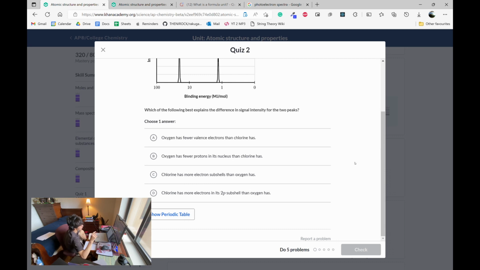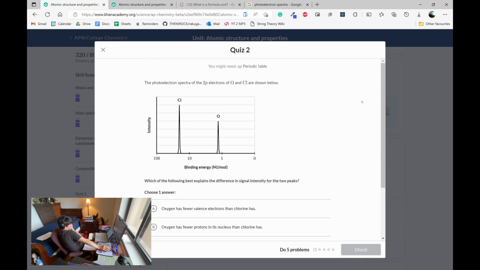So oxygen is 8, chlorine is 17. Chlorine has more electrons in its 2p subshell than oxygen has. 2p is the second subshell of the second orbit. What is the difference in signal?